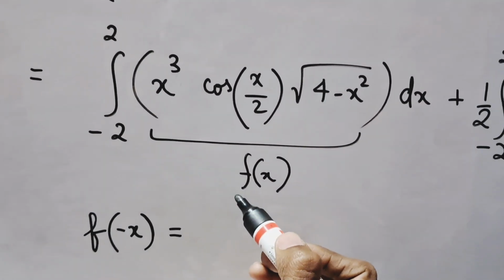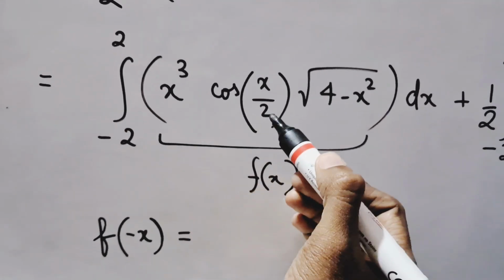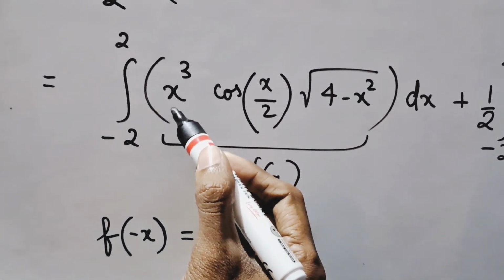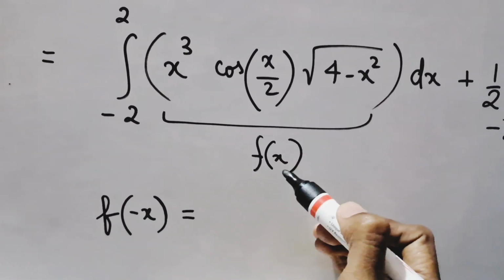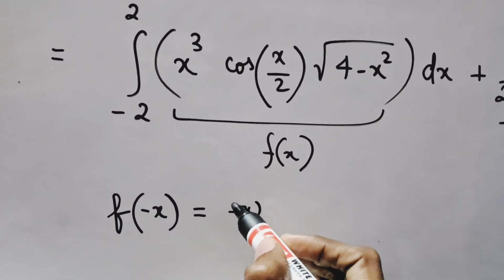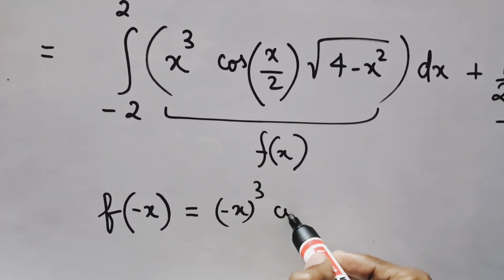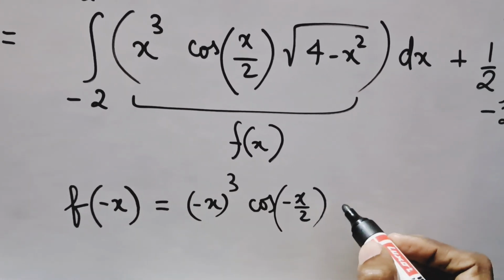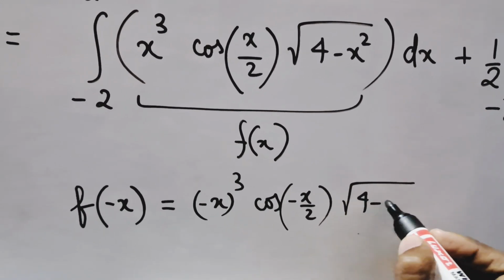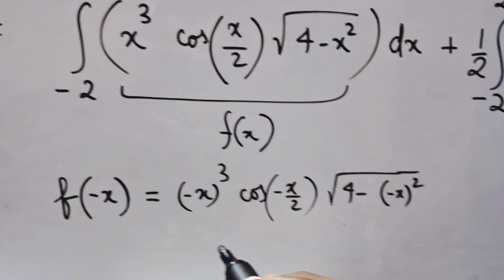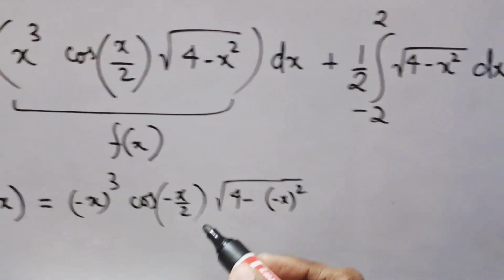F of x is nothing but x cube cos x by 2 square root of 4 minus x square. In place of x, we will put minus x. So what is f of minus x? Minus x whole cube, cos of minus x by 2, square root of 4 minus x square. So it is f of minus x. So what will we get?